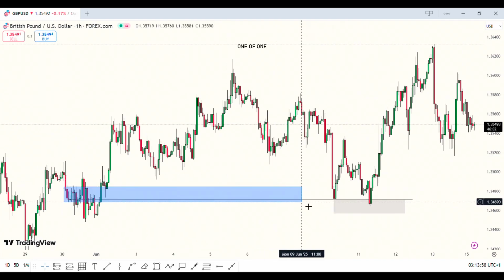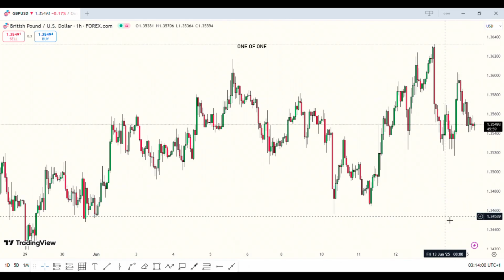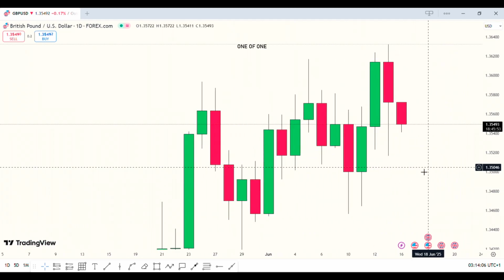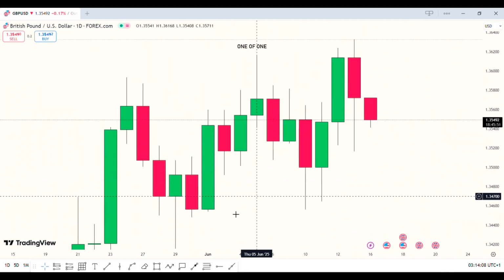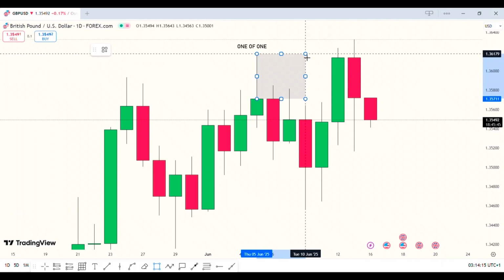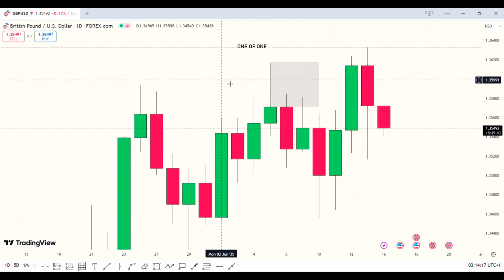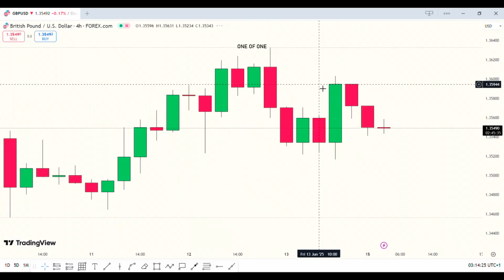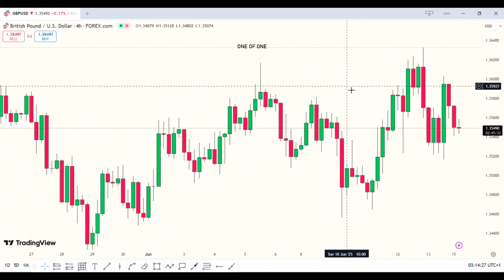Of course, I'm going to give you multiple instances or examples. Let's go back to the daily and look for something else. So right here we have a rejection week. This can be considered a POI, and it could present us with an opportunity to take a trade. We can do this, or we can go to the 4 hour time frame to look for something else.